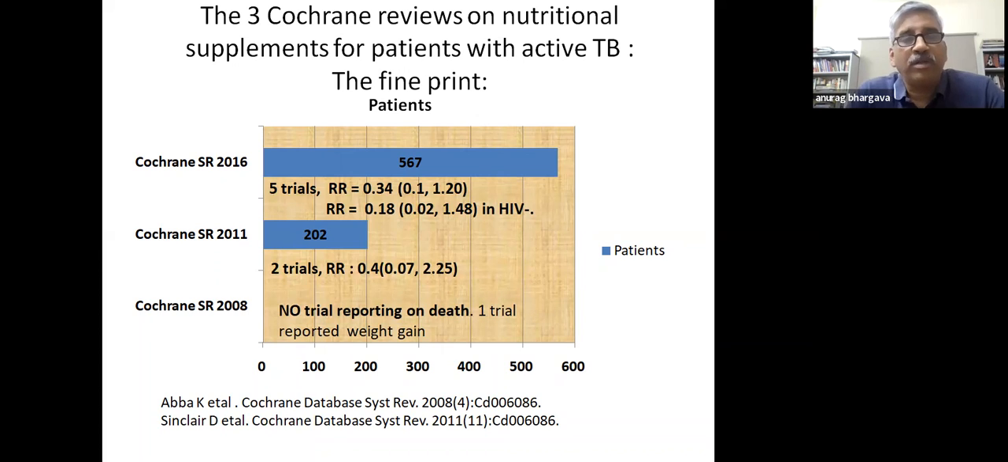The first Cochrane review in 2008 did not report any trial on the impact on death. There was only one trial which reported weight gain. In the second version, there were 202 patients in 2 trials which were given macronutrient supplementation. There were other trials with micronutrients. And in 2016, there were a total of 567 patients in 5 trials, where the effect of food supplementation or high energy supplements had been observed. All these were small, underpowered studies, but there was a potential reduction of TB mortality, which is not statistically significant.